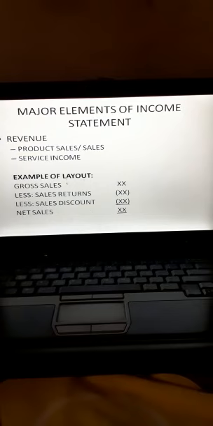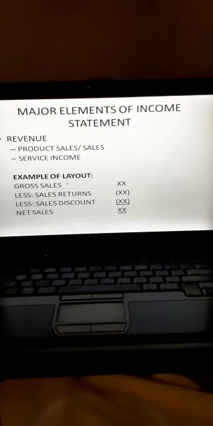Now the question arises: how are we generating revenues through services? If we have a services business, that revenue is known as service income. If we sell a physical product, it is known as sales or product sales. Let's take a closer look. If we are selling a physical good or merchandise, we will have product sales or sales, and if we are providing services, it is known as service income or service rendered.